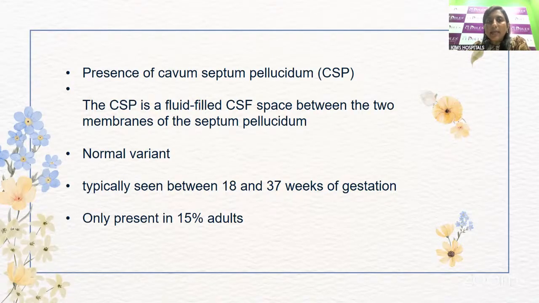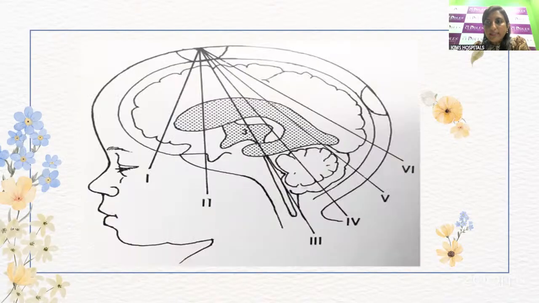Sometimes it can be seen in premature babies. Usually it closes within the first few months, and it is only present in 15% of adults. So let's see the common views in the NSG. This is the coronal section showing the 6 coronal views. We keep the probe at 5 to 10 MHz frequency with the probe marker facing laterally, and we sweep from anterior to posterior.